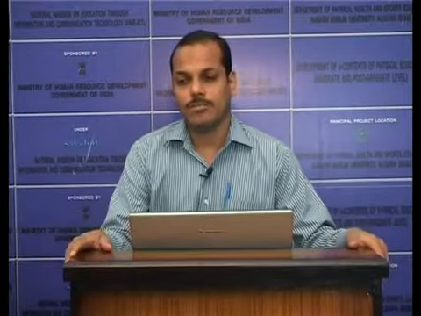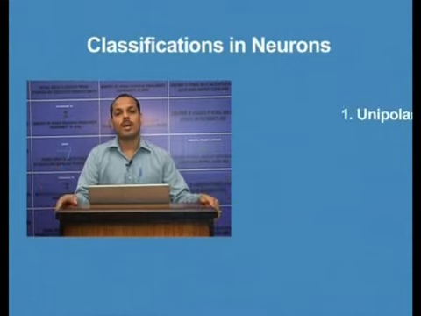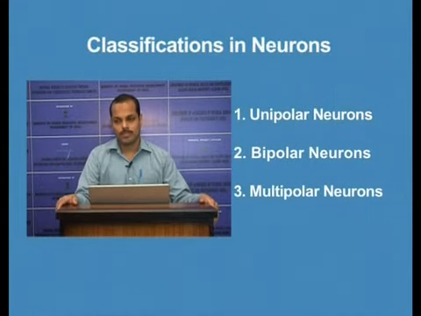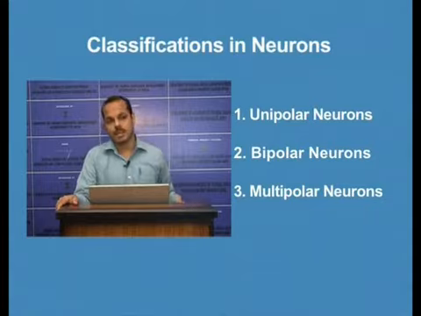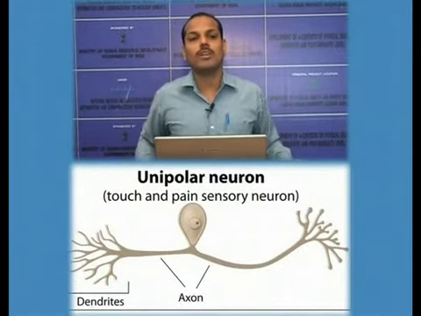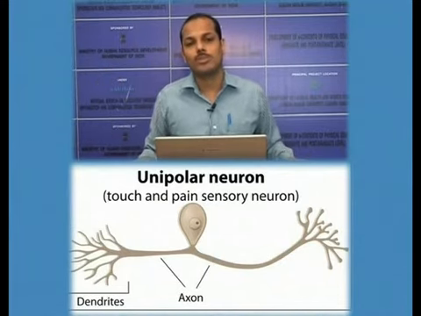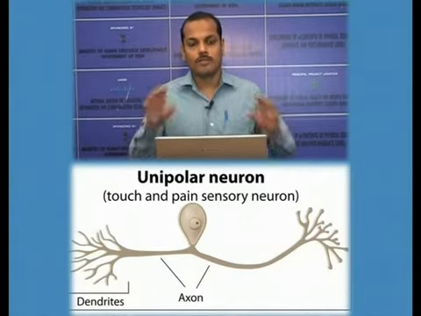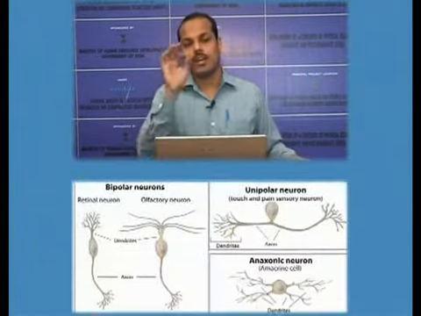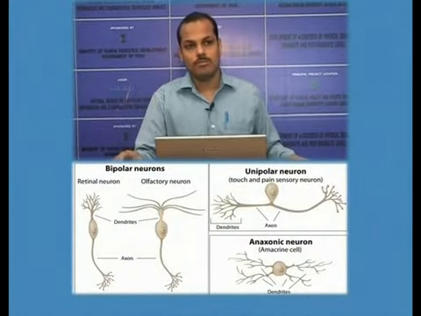Now, based on the fibers extending from the cell body, neurons can be classified again into three. These are unipolar, bipolar, and multipolar. So all the neurons will have a cell body, an almost rounded cell body. If only one extension is there from the cell body, this type of neuron is called unipolar neuron. If one extension is there, it is only an axon. It will be cell body and axon.